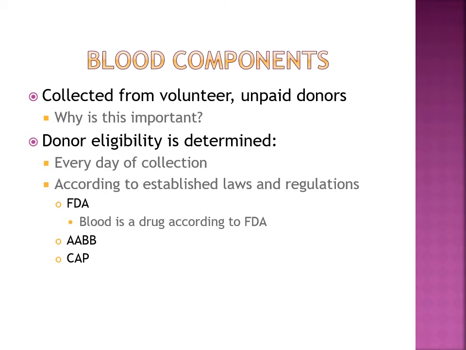And their eligibility to donate from these volunteer unpaid donors, allogeneic donations, is going to be determined every day of collection. So we have certain products you can give at different time intervals that we'll learn about, but it's going to be established every time you donate. And that eligibility is going to be established through laws and regulations of the FDA, which says that blood is a drug, the AABB, and CAP.